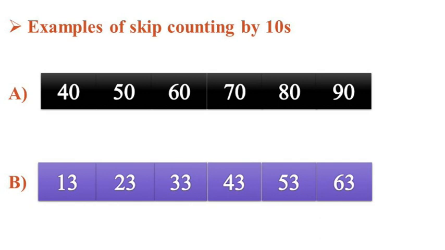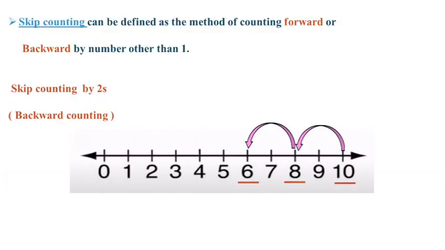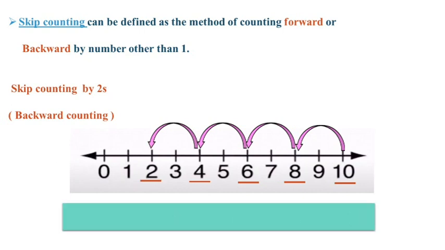Now let's move on to the second slide. Children, initially, skip counting is counting forward or backward by numbers other than 1, right? Children, we have to see examples of forward counting by 2, 3, 5 and 10. Now let's see an example of backward counting by 2s on a number line. Here is a number line 1 to 10. We start from number 10 as we are following backward counting.